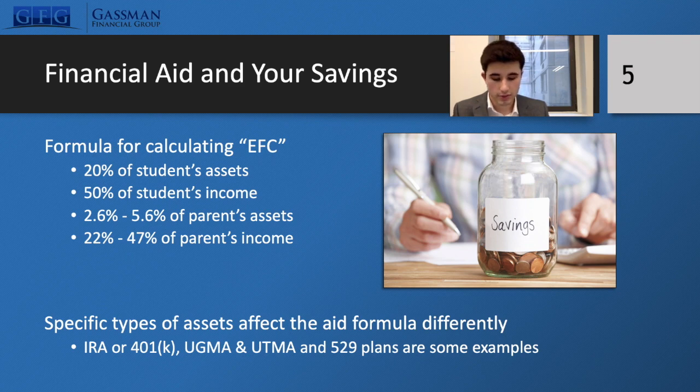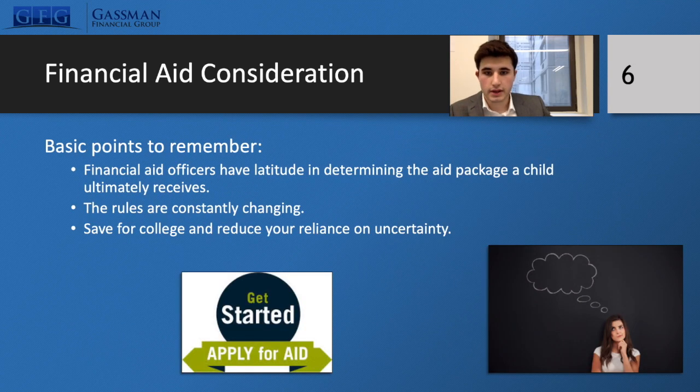Why is that? Well, it's because 529 plans are designed to offer tax advantages as well as contribution advantages to the EFC formula. Another thing that is also excluded from the EFC formula would be equity in a primary home, as well as insurance policies and annuities. Moving on to the next slide.